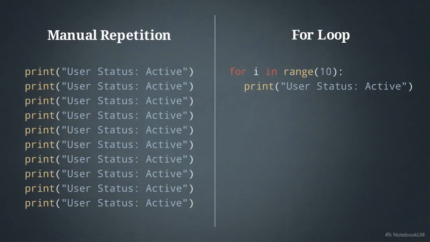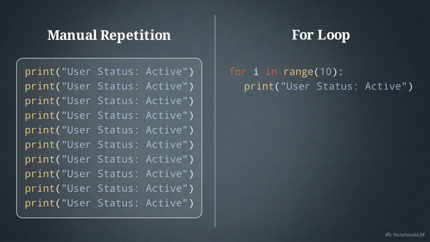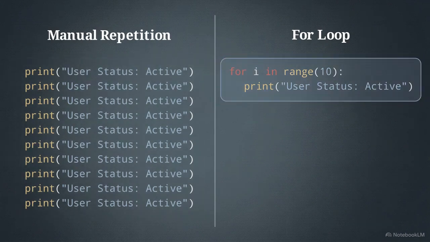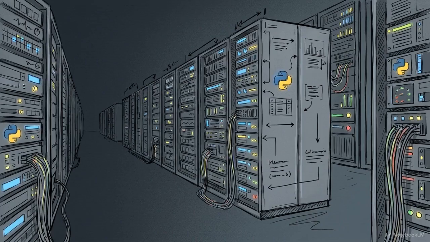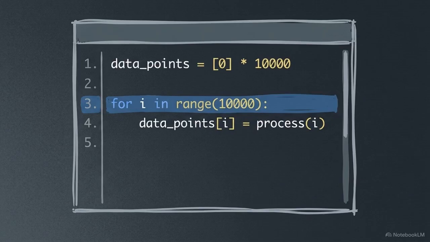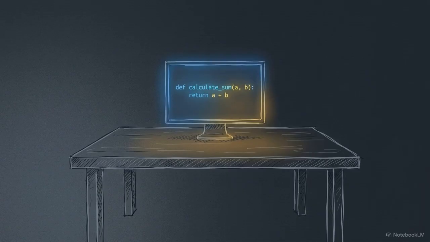This split-screen diagram shows the problem and the solution. On the left, we have 10 repetitive lines of manual code. It takes up space and is difficult to maintain. On the right, a 2-line loop structure achieves the exact same output. Replacing 10 manual lines with 2 automated lines scales up. When you are processing 10,000 data points, you don't write 10,000 lines of code. You write a loop. That allows you to automate repetitive tasks and keep your codebase clean.